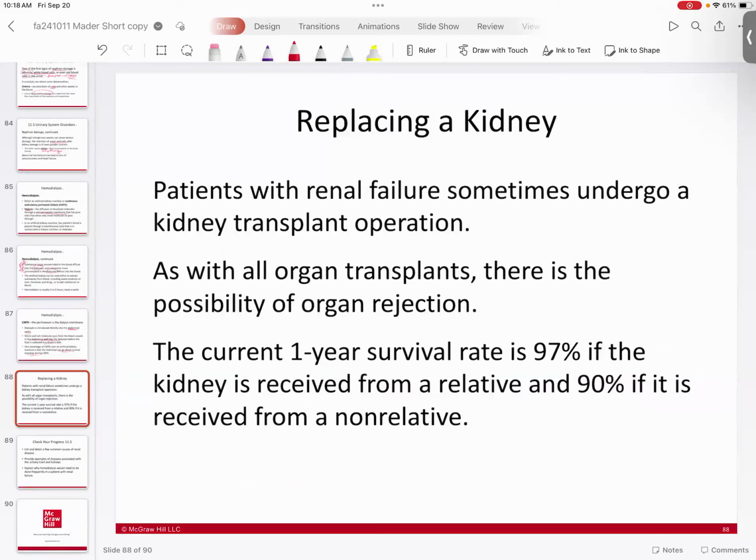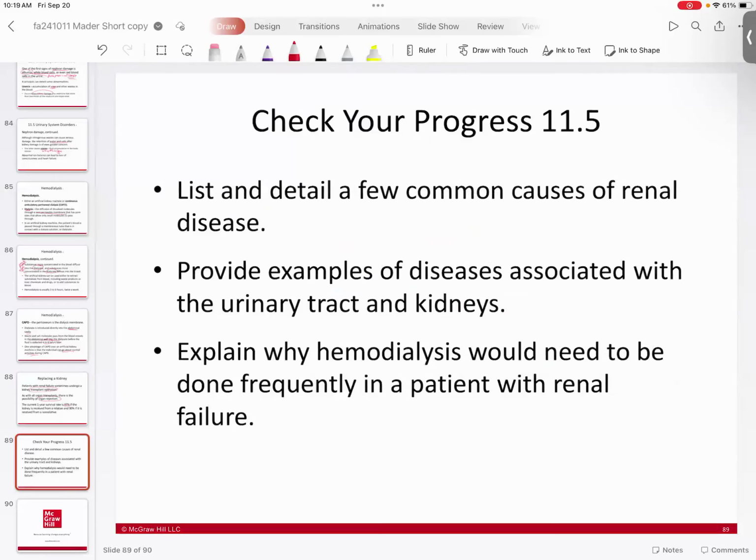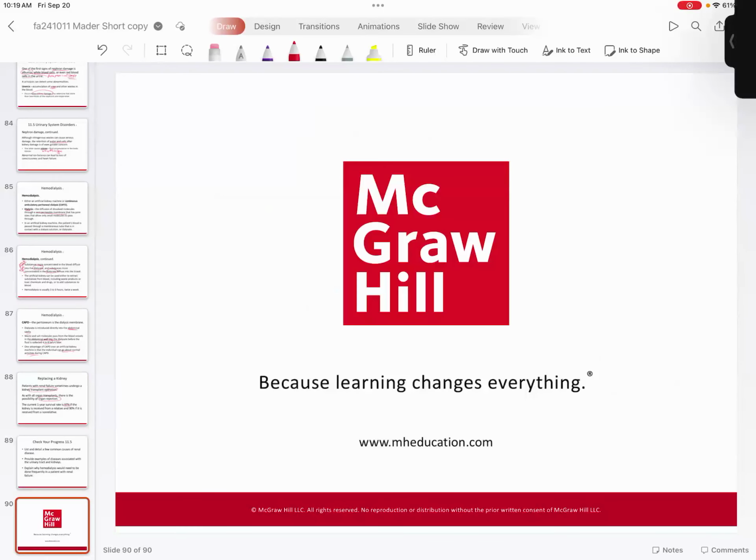Then, of course, if you have total renal failure, you can start talking about transplant operations, but you also have to deal with tissue rejection. And the current 1-year survival rate for a kidney transplant is a pretty good one. It's about 97% or in the 90s, whether it's from a relative or a non-relative. So that's actually a pretty good prognosis for a kidney replacement. And so that is the end of chapter 11.